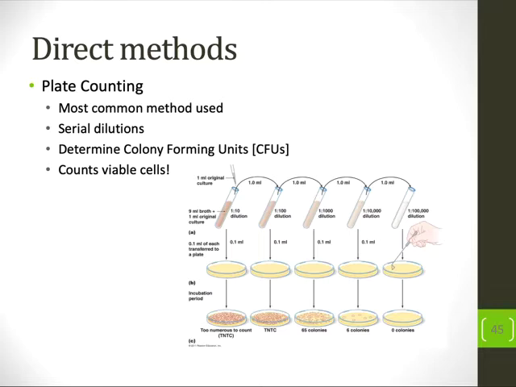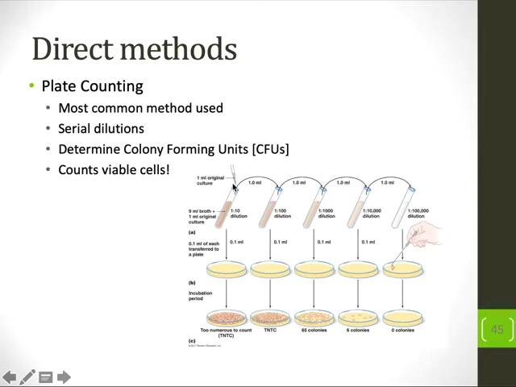You could also count the number of colonies on a plate and determine the number of bacteria in a sample by doing what we call direct plate counting using serial dilutions. It's very commonly used. You will talk about this in the lab as well. So with serial dilutions, what happens is that you would have an original culture sample. So let's say you have 1 milliliter of that.